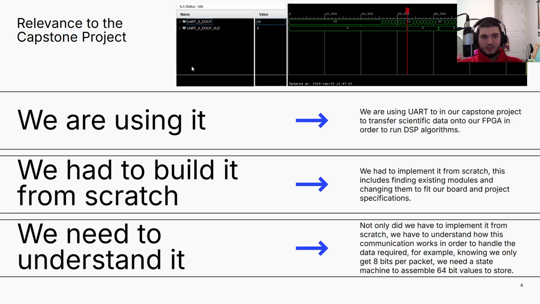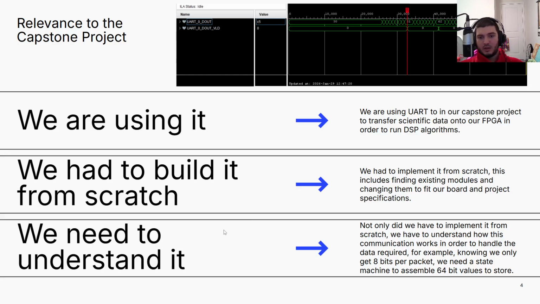The relevance to our capstone is that we have to use it to transfer data from a host PC to our device, which is an FPGA, so that we can run our digital signal processing algorithms. We had to build an implementation of it using Verilog, which is a hardware definition language. The reason we had to do this is because not everything comes prepackaged in a way that is small and efficient to use, so we built our own implementation using our FPGA and hardware definition language.